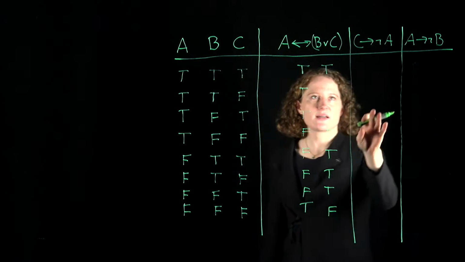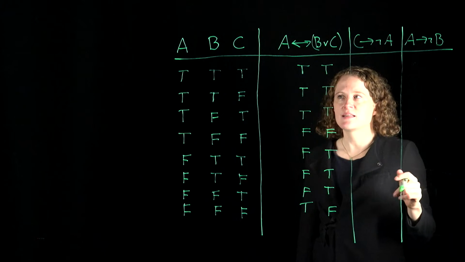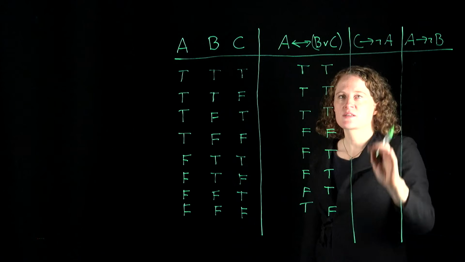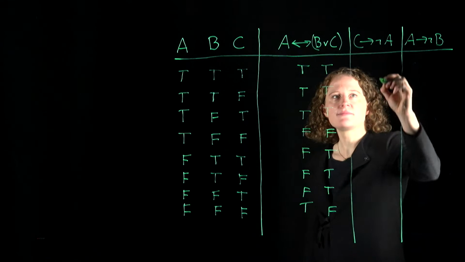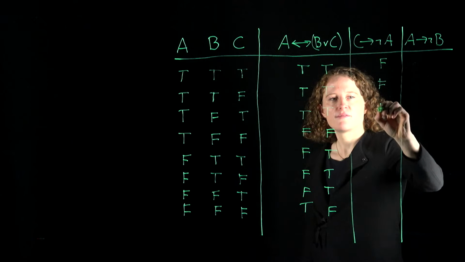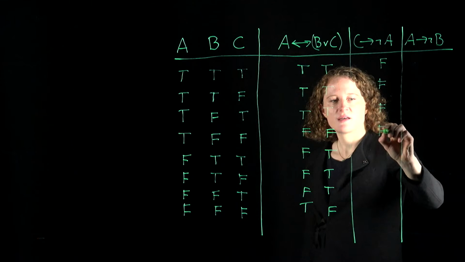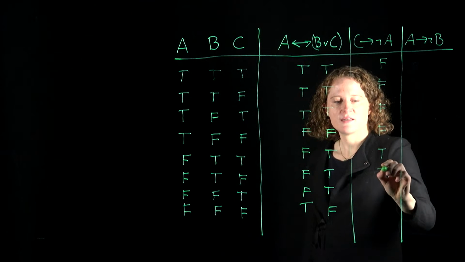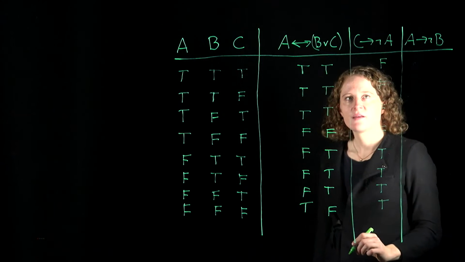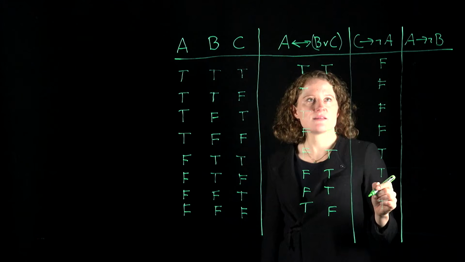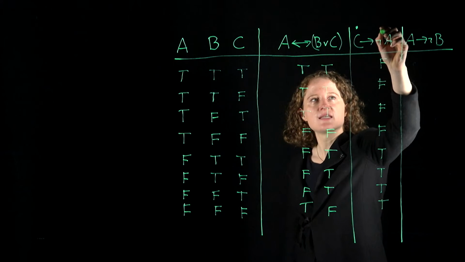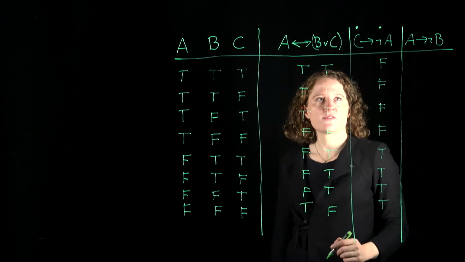Next, let's look at our second sentence. If C, then not A. I'm again going to start with the innermost connective, and that is the negation sign, and fill in the column there. F, F, F, F, T, T, T, T. And now to assess the truth value of the conditional, I need to look at the truth value of C and the truth value of the consequent here.